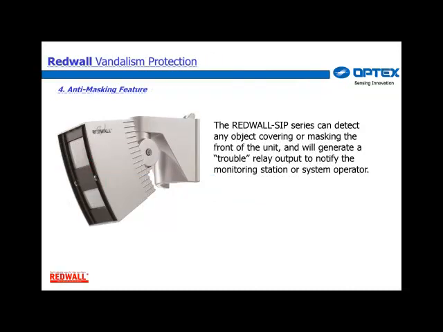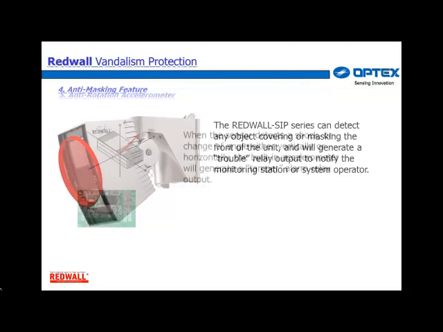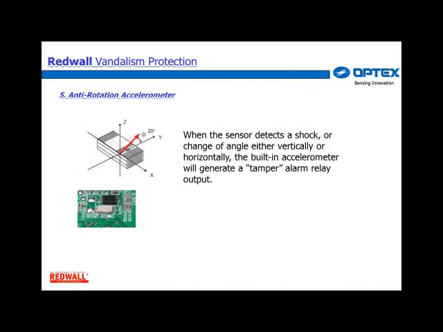The Redwall SIP series can detect any object covering or masking the front of the unit and will generate a trouble relay output to notify the monitoring station or system operator. When the sensor detects a shock or change of angle either vertically or horizontally, the built-in accelerometer will generate a tamper alarm relay output.